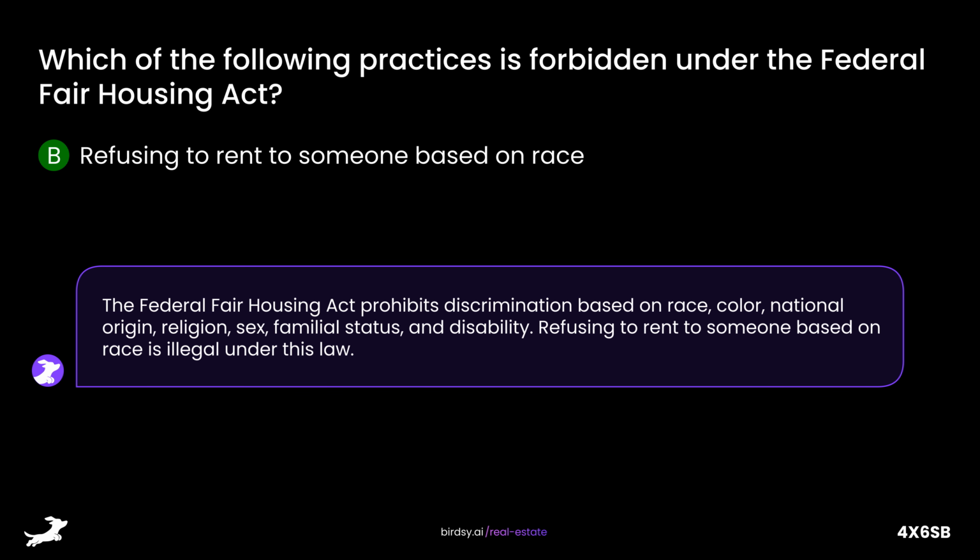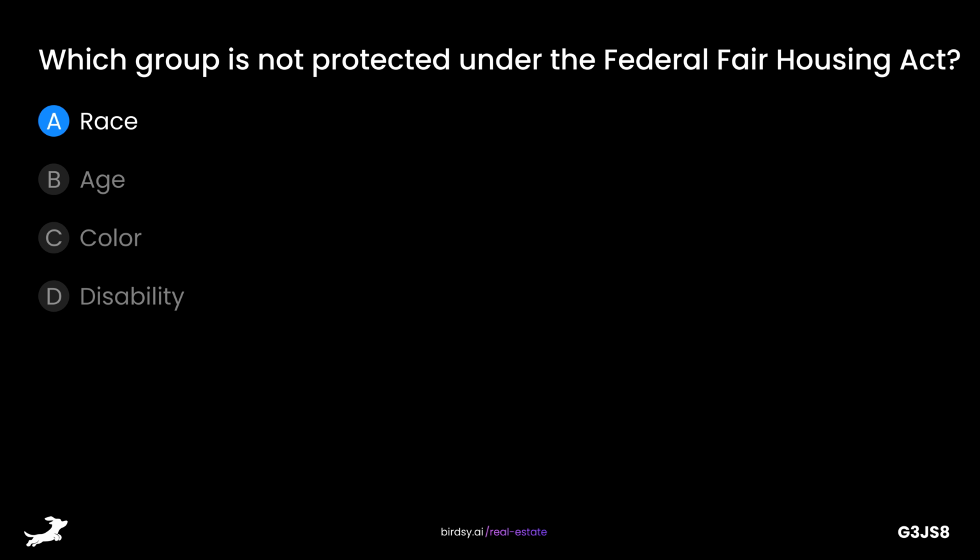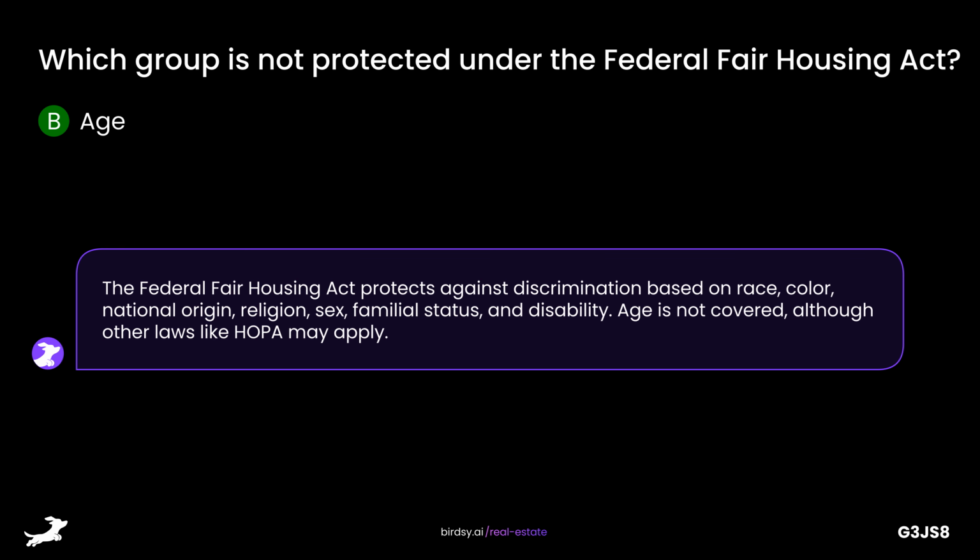Refusing to rent to someone based on race is illegal under this law. Which group is not protected under the Federal Fair Housing Act? Is it A, race, B, age, C, color, or D, disability? The answer is B, age. The Federal Fair Housing Act protects against discrimination based on race, color, national origin, religion, sex, familial status, and disability. Age is not covered, although other laws like HOPA may apply.